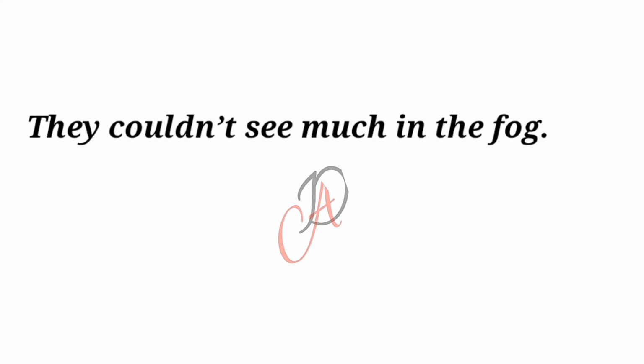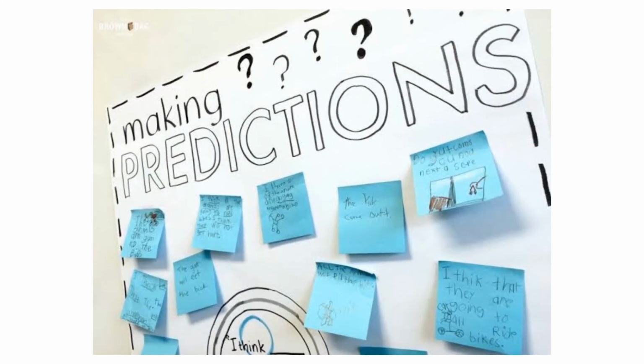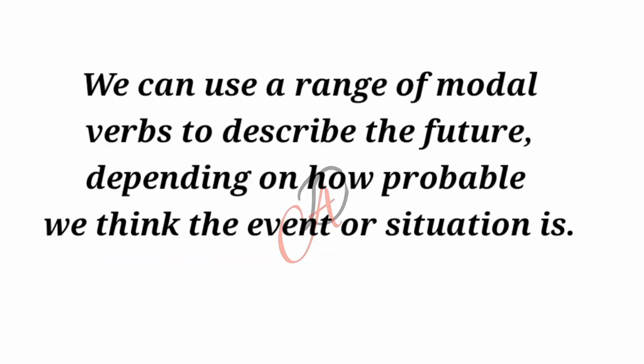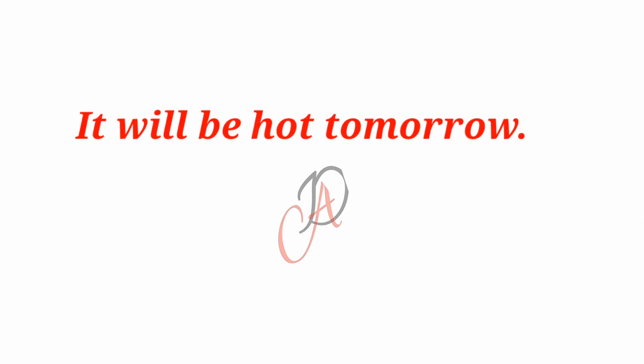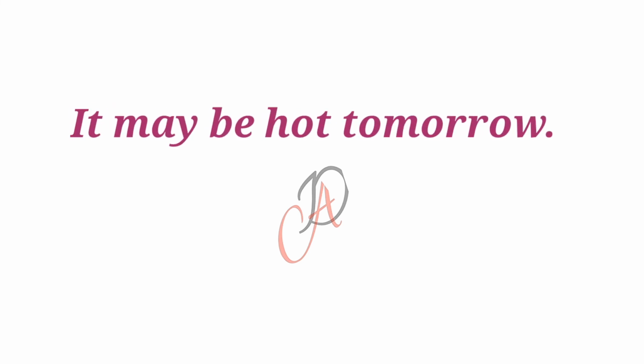Okay, let's move on to the other usage of modal verbs. These verbs are used in making predictions. We can use a range of modal verbs to describe the future, depending on how probable we think the event or situation is. For example, it will be hot tomorrow. When you look at this example, we use will because the event is 100% sure to happen. The same sentence can be used with one more modal verb, like it may be hot tomorrow. Here, may is used because the possibility is not 100% sure.